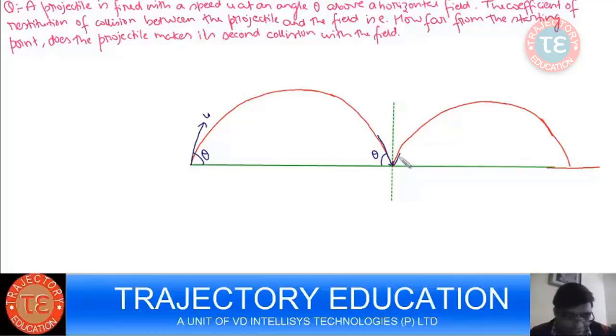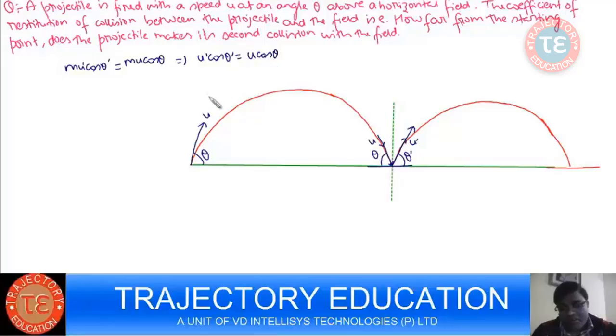Now it is going to rebound at an angle, say theta dash, and suppose it came with the velocity u, and suppose it comes out with velocity u dash. So if I conserve the linear momentum of the body along horizontal, I'll get m u dash cos theta dash equals m u cos theta. That is, u dash cos theta dash is u cos theta, right?